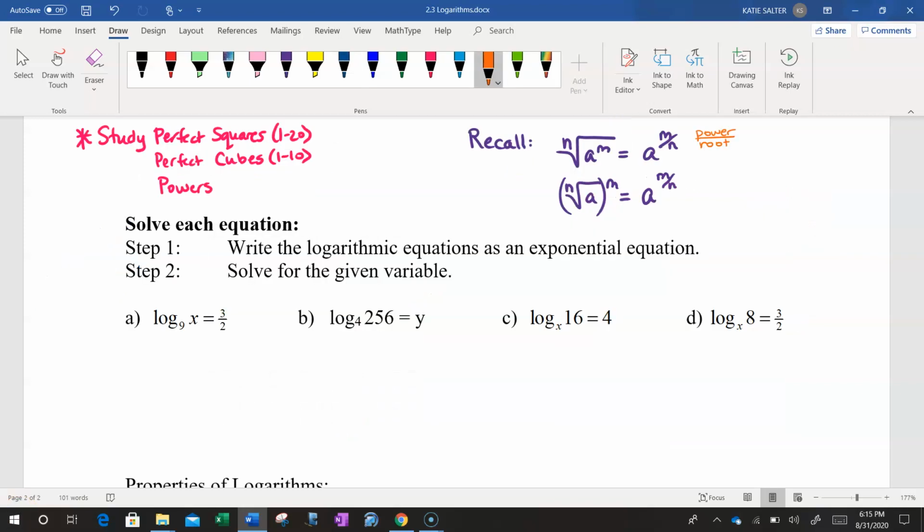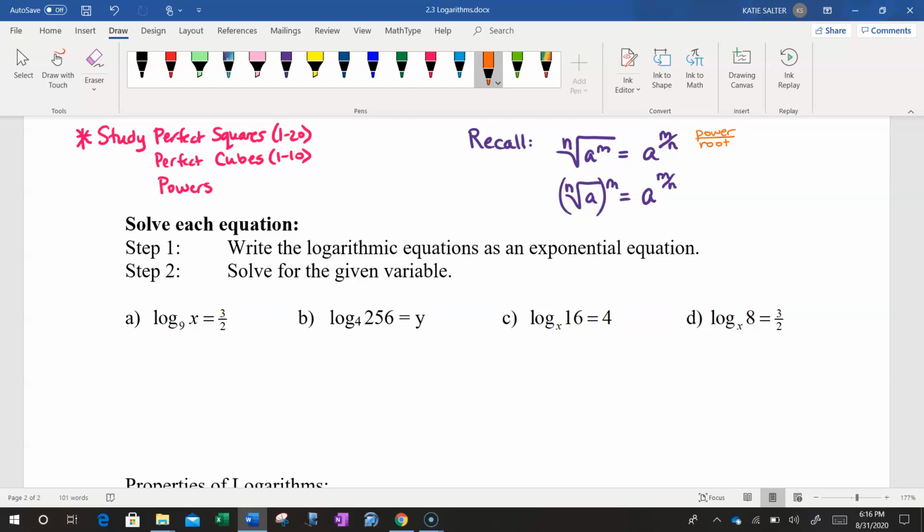All right, so today we're going to do some very basic logarithmic equations, and then over the next few days we'll really step it up. For these basic ones, we're going to write the logarithmic equations as an exponential equation and then solve for the given variable. This is where we're going to use the little loop from the previous page. Something else I want to remind you of: most of this stuff you should be able to do without a calculator, so I would brush up on your perfect squares and perfect cubes. Also powers of smaller numbers like 2 and 3, you should be able to recognize those patterns.